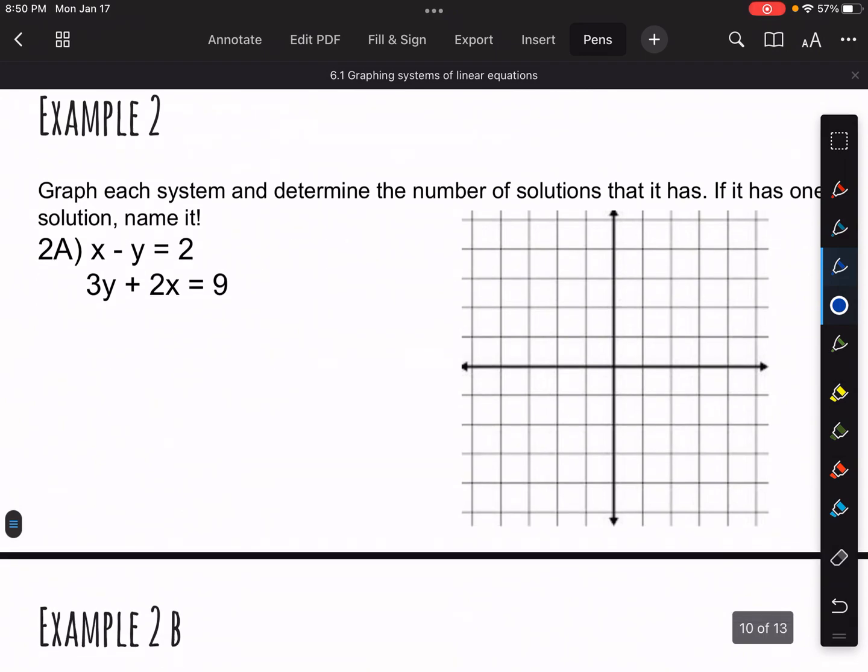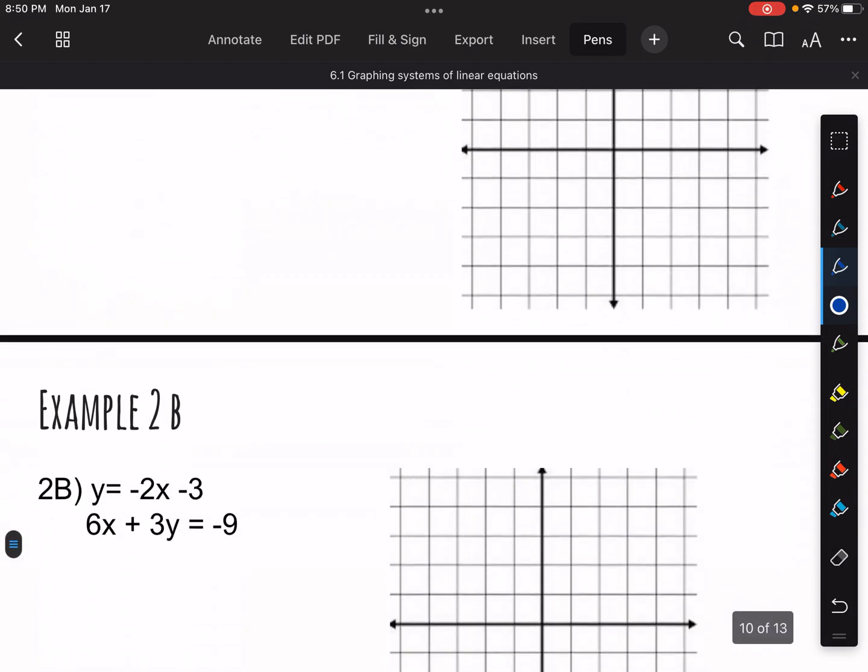All right. So example 2 says graph each system, determine the number of solutions it has. If it has one solution, name it. So here's a little bit of practice for you. I'm going to do the 2A.